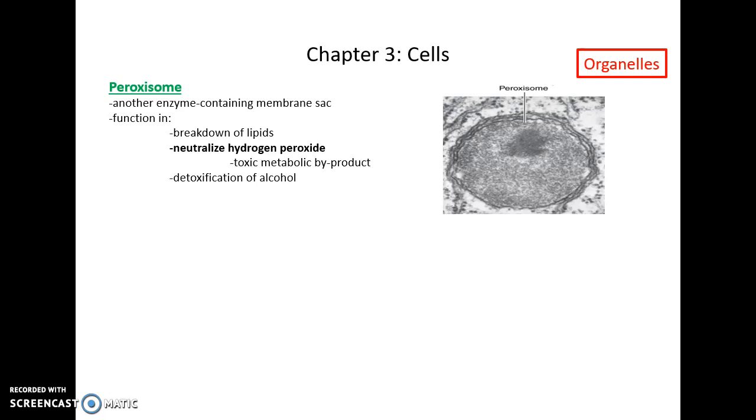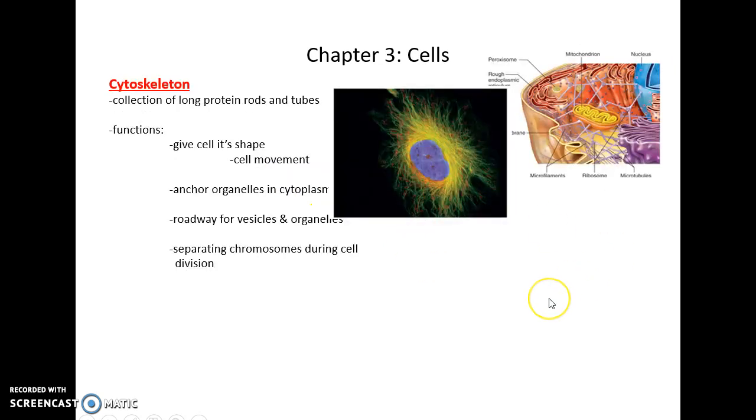Peroxisomes. Peroxisomes is another membrane sac filled with enzymes. These enzymes have functions such as breaking down lipids into smaller structures. It also neutralizes hydrogen peroxide, that's where the organelle gets its name, peroxisomes, peroxide. It turns out hydrogen peroxide is a metabolic product that we have our cells make, but is toxic, so it needs to be neutralized. And peroxisomes are also involved in detoxification of alcohol.